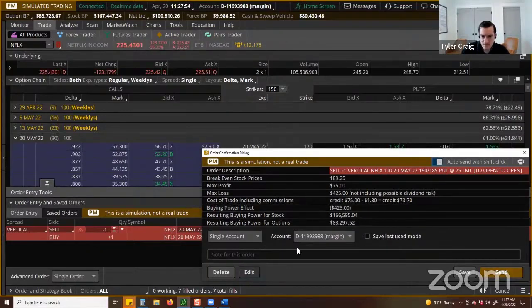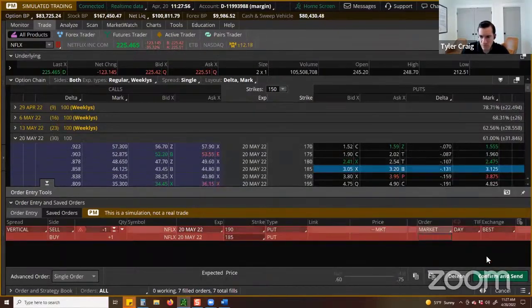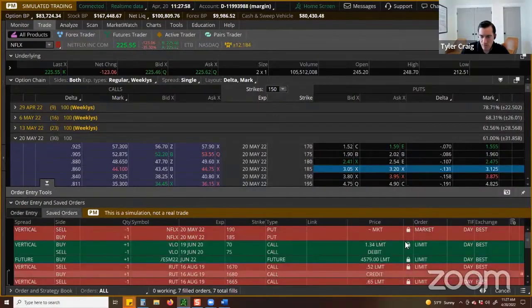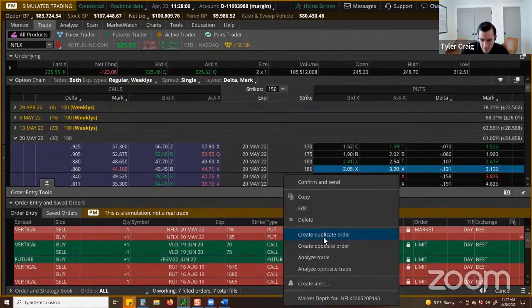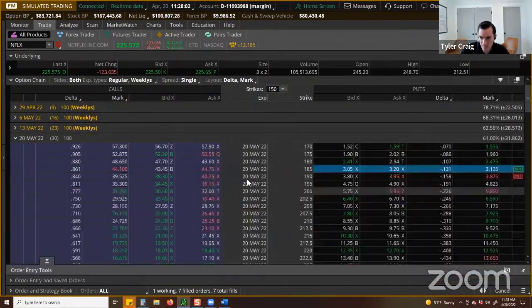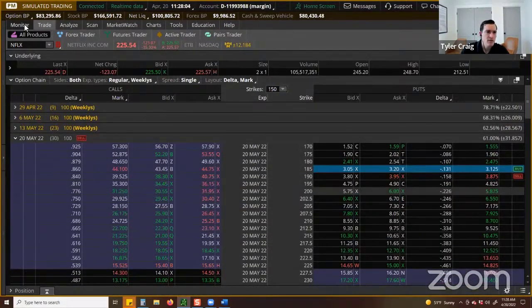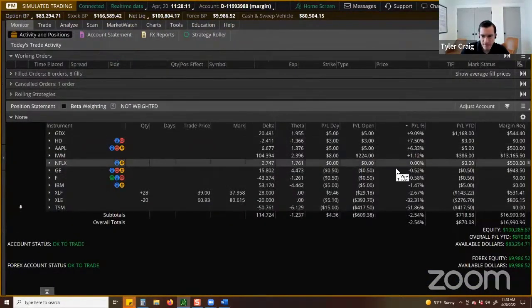I hit send. Let me make it a market order. I didn't need to hit save. Let's just try that again. Here we go. Okay, got filled. What's my margin required? It should say 500 right there, $500. Now, $75 credit and then 425 of my money.